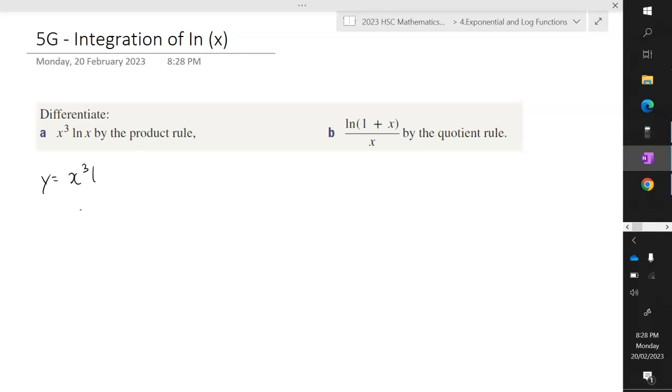So I've got x to the 3 ln of x. We just haven't done one like this before with logs, so I thought we'll have a go at it. In this case, we're going to use the product rule, because as you can see, there's two separate functions involved. So we're going to let u be equal to x cubed and v be equal to ln of x. So u dash is 3x squared and v dash is the derivative of the function.